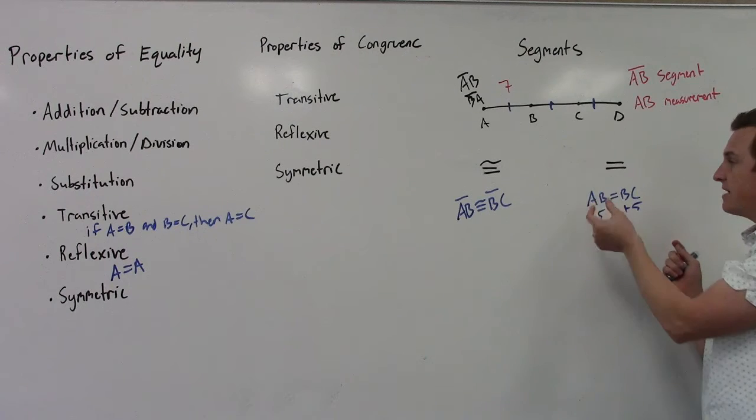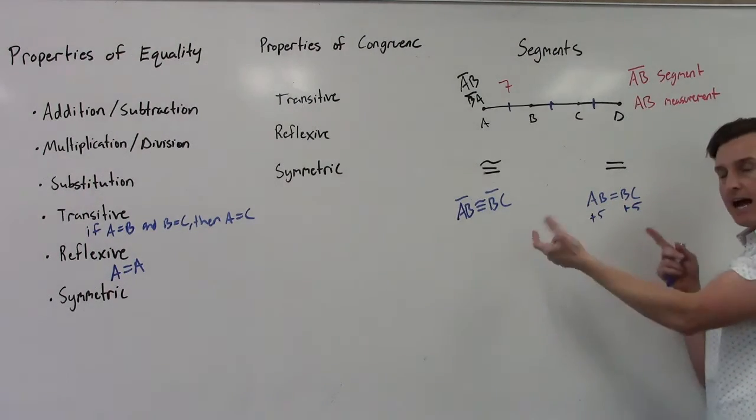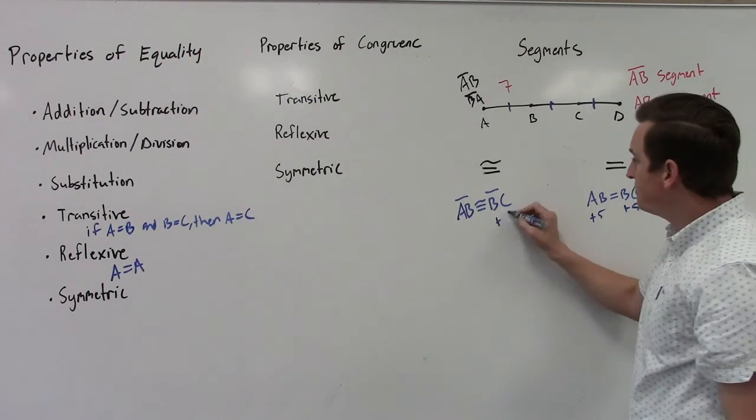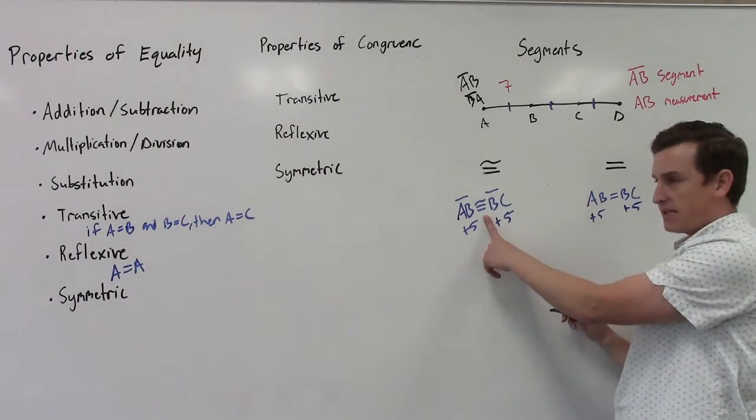This is an equation, right? This is some measurement equals some measurement, and I'm adding the same thing on both sides. I'm not allowed to do that here. I can't do plus 5, because this is not an equal sign. This is a congruent sign.